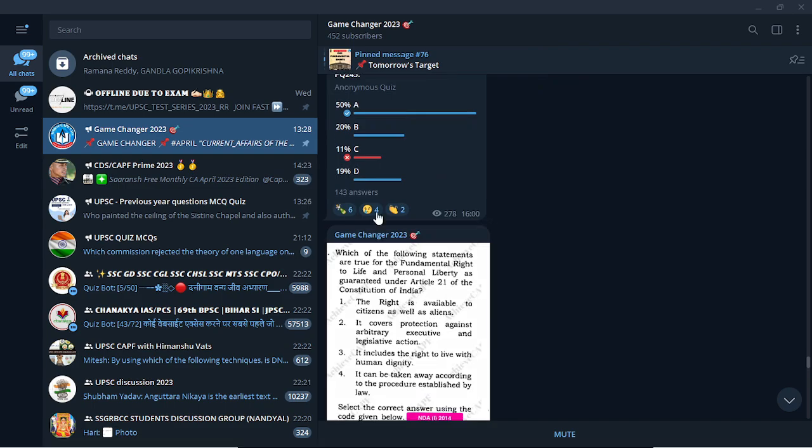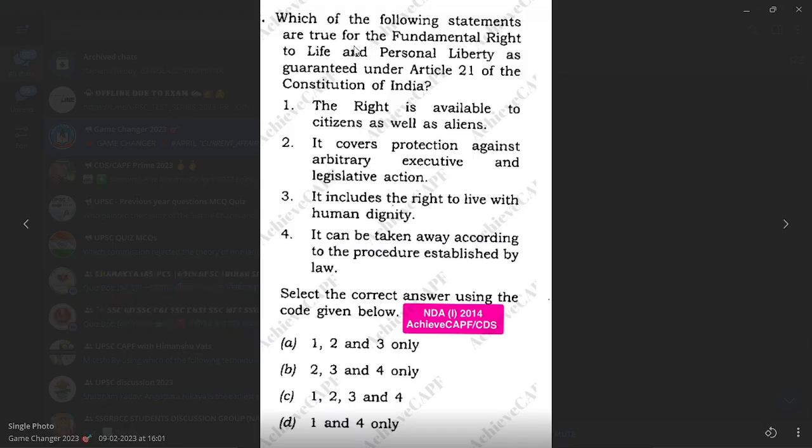Okay. Which of the following statements are true for fundamental rights to life and personal liberty as guaranteed under Article 21 of the Constitution of India? The right is available to citizens as well as aliens. It covers protection against arbitrary executive and legislative actions. It includes the right to live with human dignity. It can be taken away according to the procedure established by law. C.